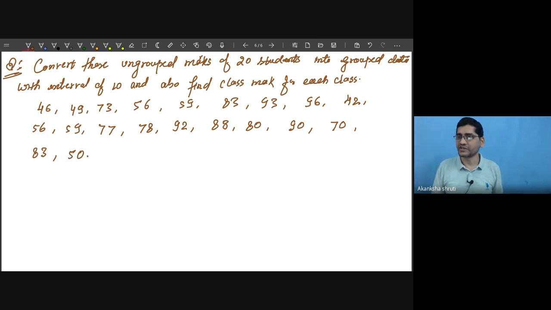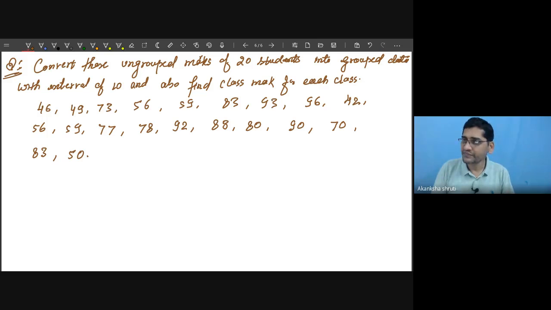So we have to draw it. Then we will go for how to find the mean for this. Finding the mean is quite easy once we understand the class mark. That I will calculate and explain in this question. Then I will stop the class.